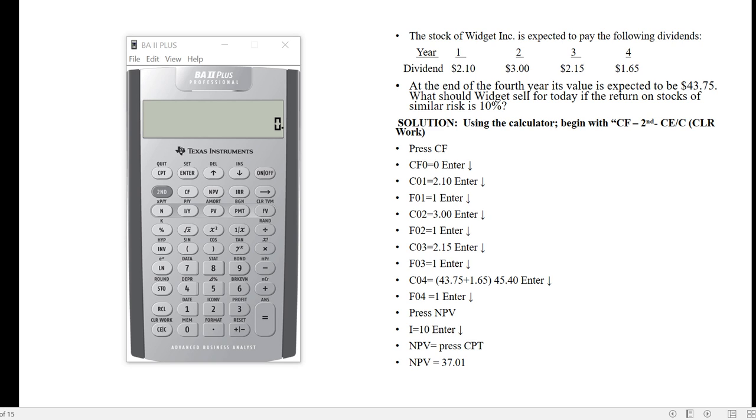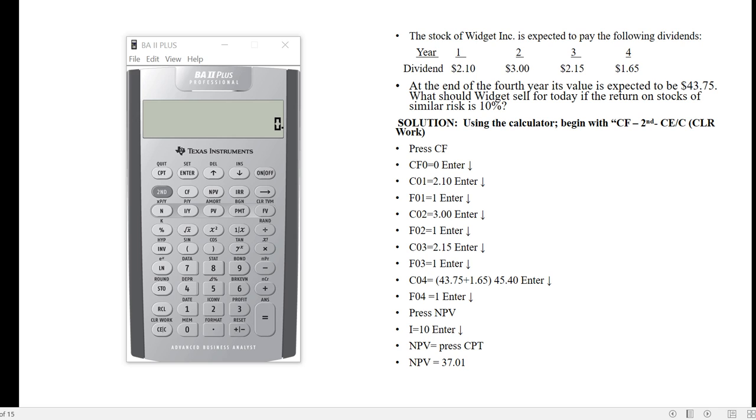Hello, this is Dr. Renee Dyer, and in this video we're going to be using the Texas Instruments BA II Plus to solve for net present value. When we have uneven cash flows, we have to use our cash flow worksheet inside the calculator to solve for net present value. If you have the same cash flow, you would just use the time value of money keys to solve for present value.